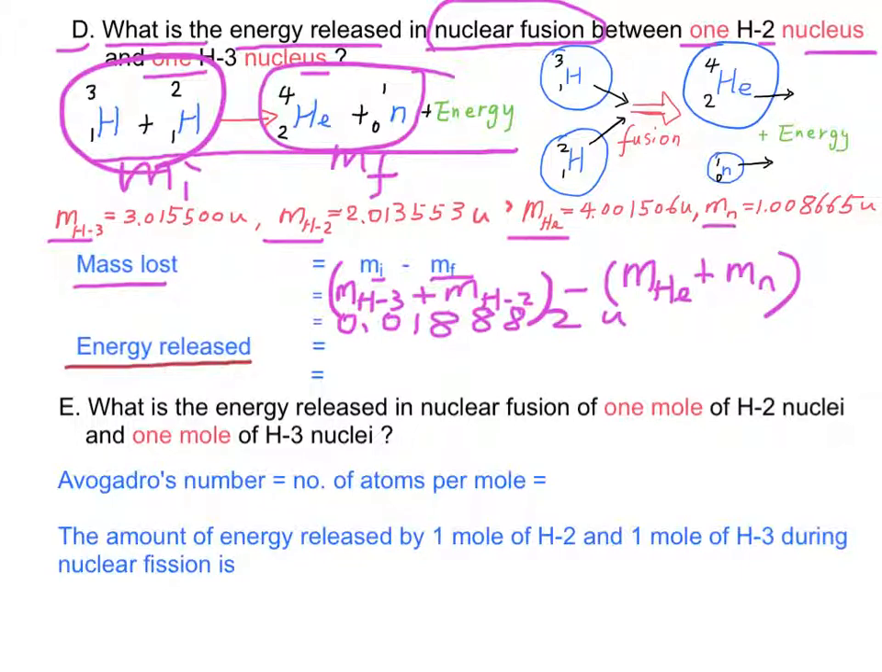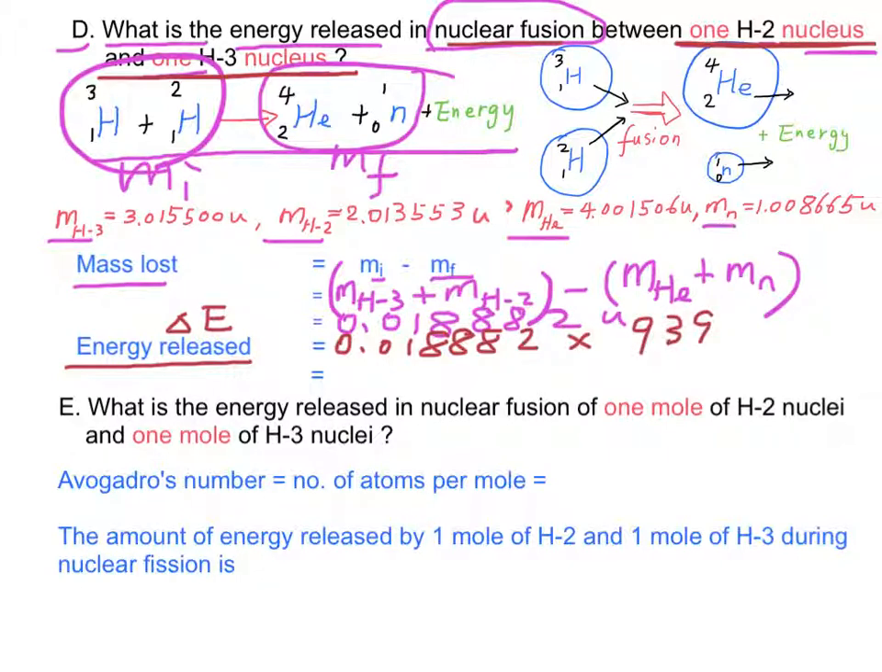Therefore, the energy released in the nuclear fusion between one H2 nucleus and one H3 nucleus, delta E, will be equal to 0.0188882 times 939 mega-eV, which is equal to 17.7 mega-eV.